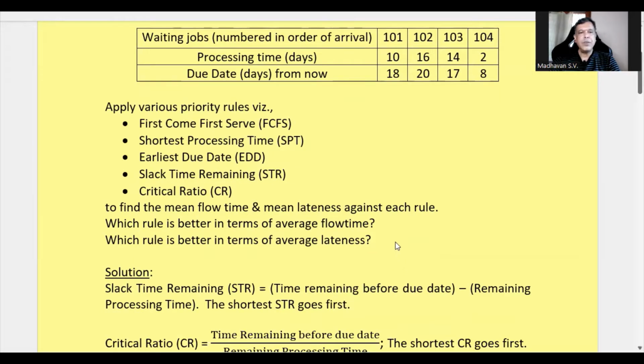Now, in order to proceed with the solution, first of all, we need to understand what slack time remaining is. Slack time remaining can be calculated as the time remaining before due date, that is due date in days from now, minus the remaining processing time. When you sequence the jobs, we will consider the shortest STR to go first, meaning the shortest STR job will be executed first.